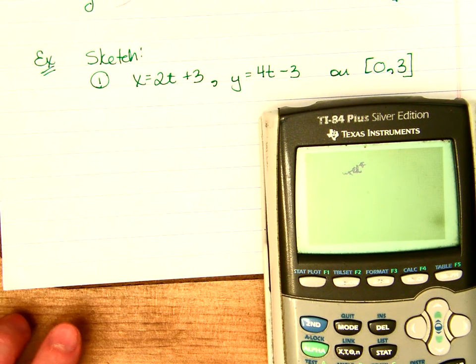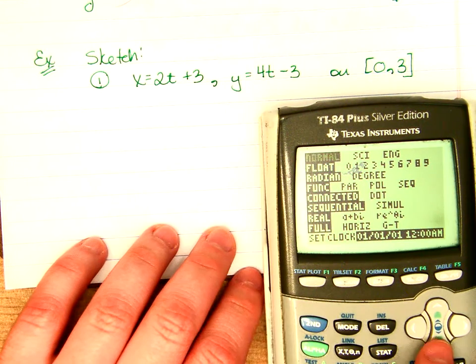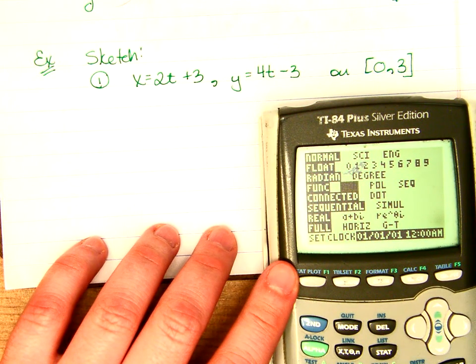First thing I'm going to do anything parametrically is change the mode on my calculator. Go down to where it says Function, Parametric, Polar, Sequence, and select Parametric.